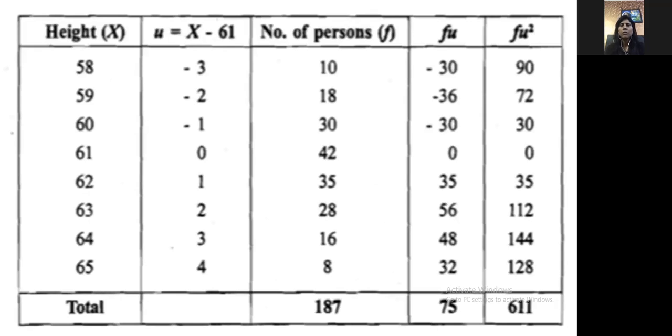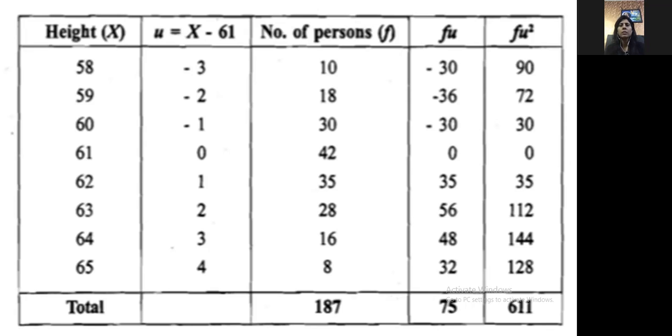Here you will see the first column is height. The second column is where we have taken the difference of x minus the mean of the data. We have calculated the mean of this data and we are finding the difference. These values are called deviations, and the number of persons shows the frequencies. After finding these deviations, we will find the values of fu and fu squared. As I have already explained, taking it as a small x, the symbol we are using here is small u. So this is fu and fu squared, that is, the multiplication of the frequency with the deviation and with the squares of the deviation. So let's calculate the mean.